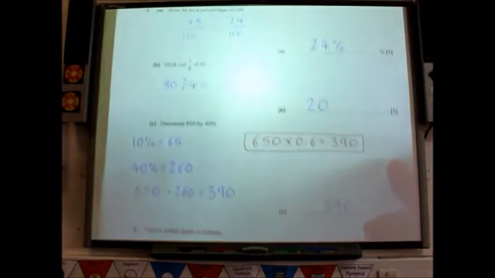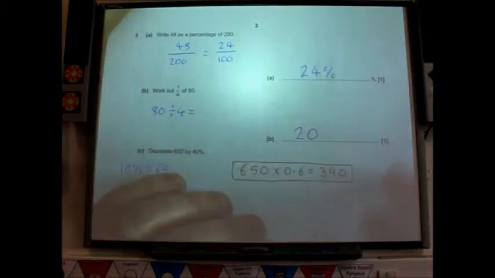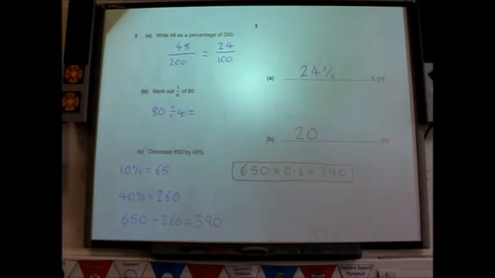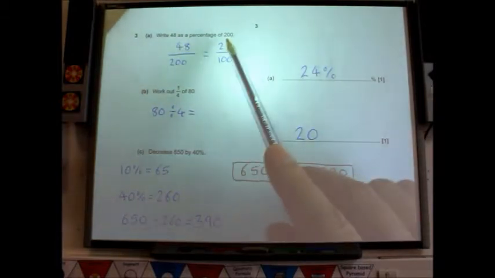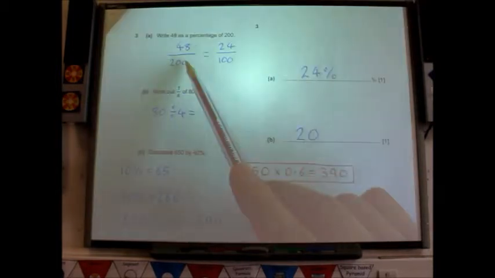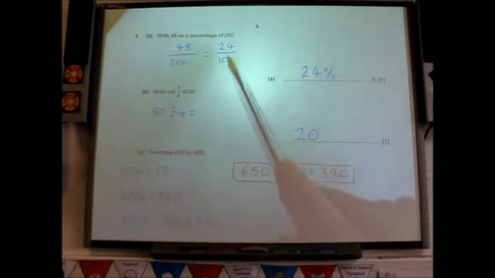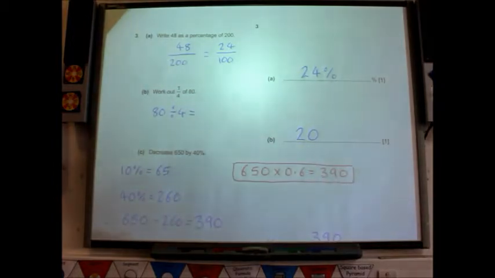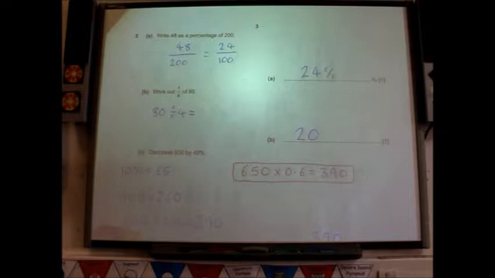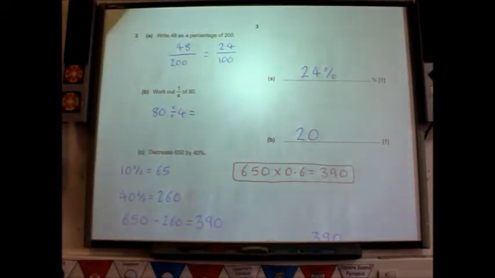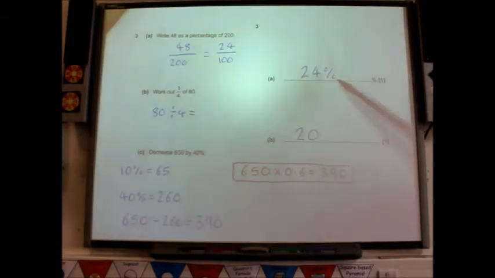All right, moving on. Question 3. Write 48 as a percentage of 200. 48 out of 200 looks like that. I've simplified it to 24 out of 100, and out of 100 literally means per cent. If you think in America they have dollars and cents. Well, cent is there because it means 100. Think of century and things like that. So yeah, 24 out of 100 is 24%.